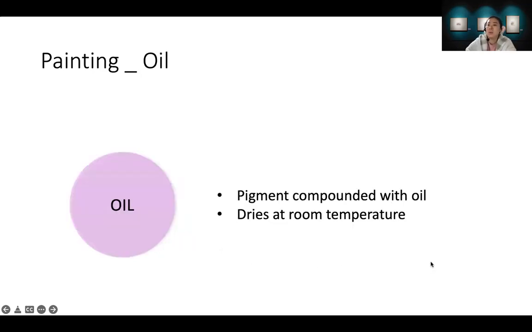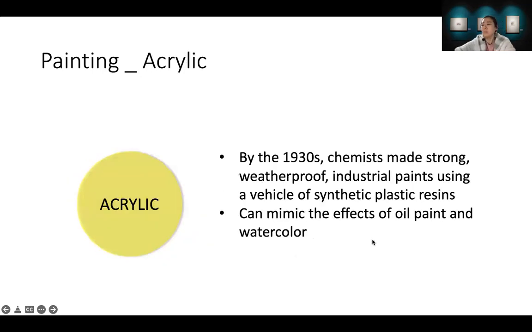And oil. So oil paint consists of pigment compounded with oil. It dries slowly at room temperature, so artists can revise their work on the work surface. And the acrylic. So acrylic is a strong, weatherproof industrial paint. It can mimic the effects of the oil paint and the watercolor with the concentration of the water.